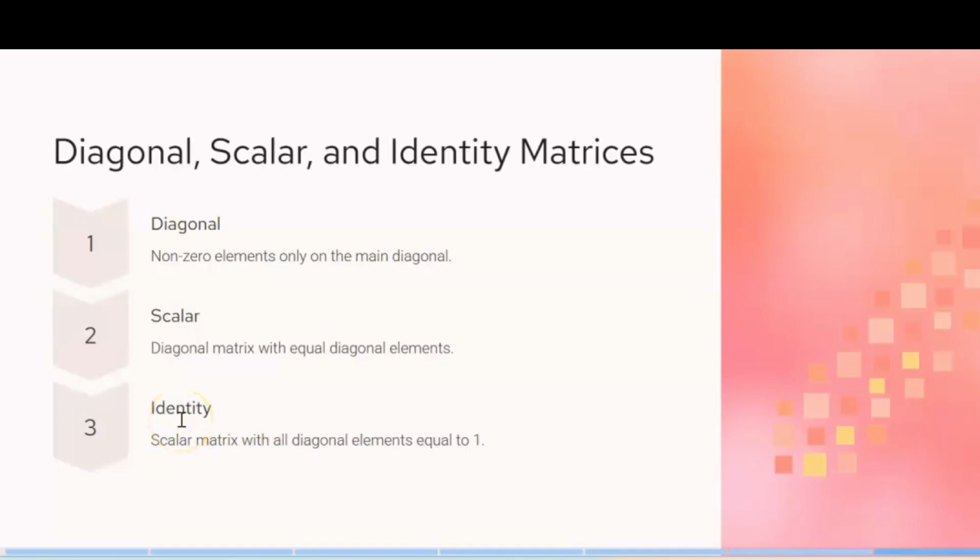Next comes the identity matrix. It is another type of diagonal matrix only, and what are the elements in that? The diagonal elements should always be 1. That is the identity matrix. So these three come under the category of diagonal matrix only, where you have only diagonal elements in the diagonal of that particular matrix. Scalar means equal elements, and in identity matrices, all diagonal elements are 1.